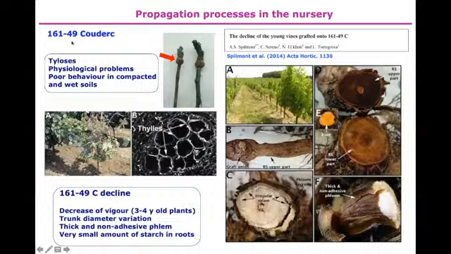However, it's important to mention that this rootstock, the 161-49 Couderc, has focused the attention of researchers, mainly in France, over the last years because this rootstock causes stylosis, physiological problems, and poor behavior in compacted and wet soils. It was called in France the 161-49 Couderc decline, with all of these symptoms.